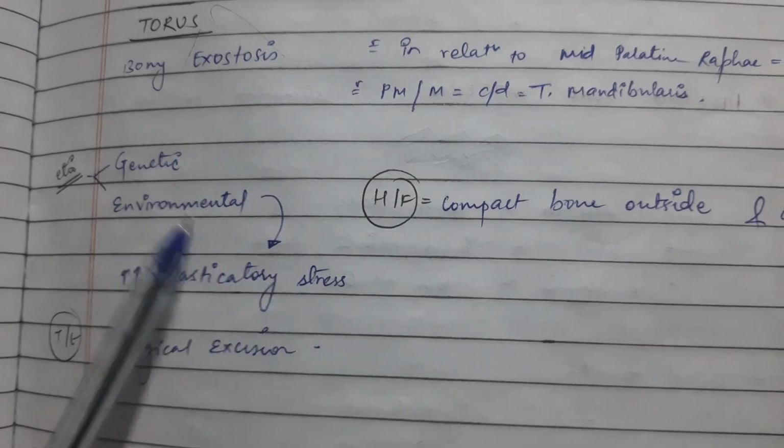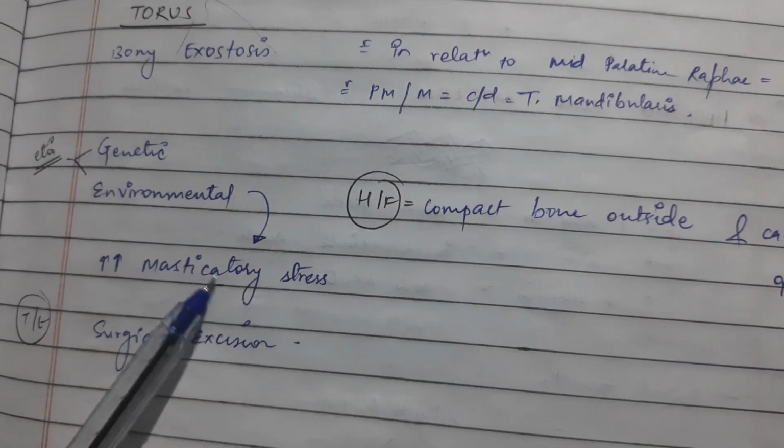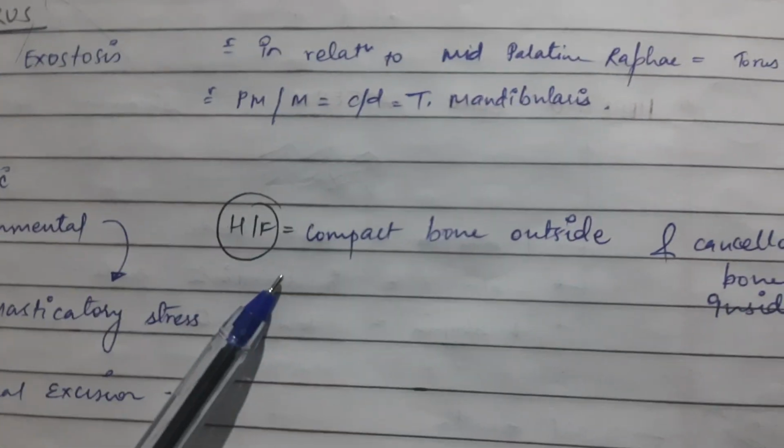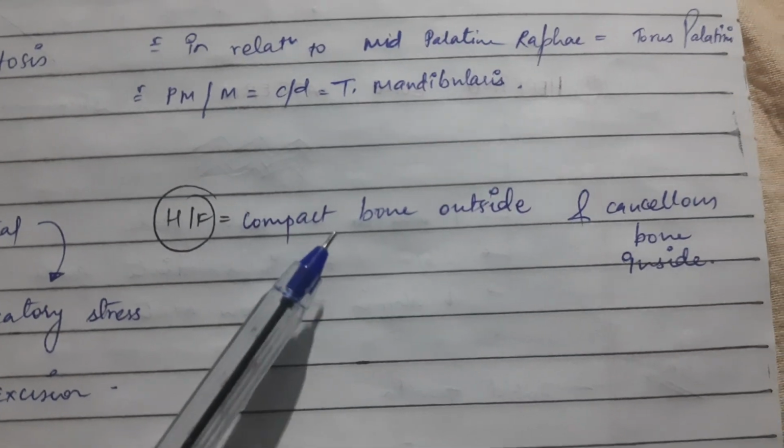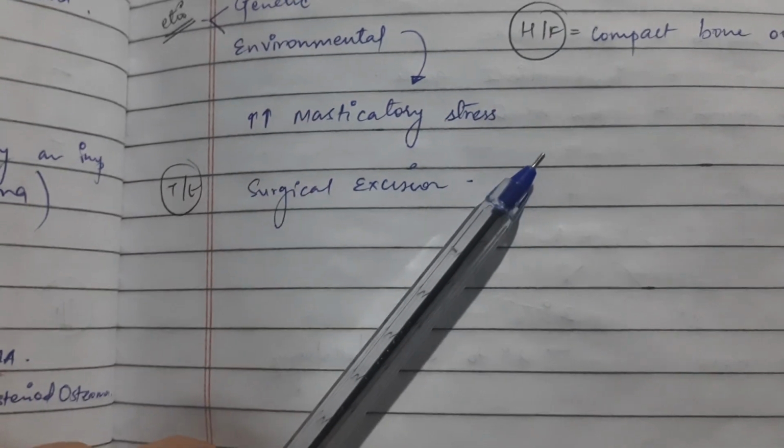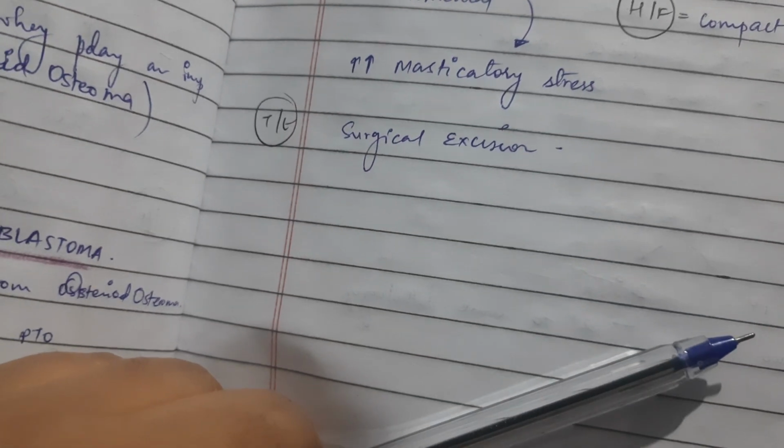The etiology is genetic and environmental; in the environment, increased masticatory stress. Histopathological features: compact bone outside and cancellous bone inside. Treatment is surgical excision.